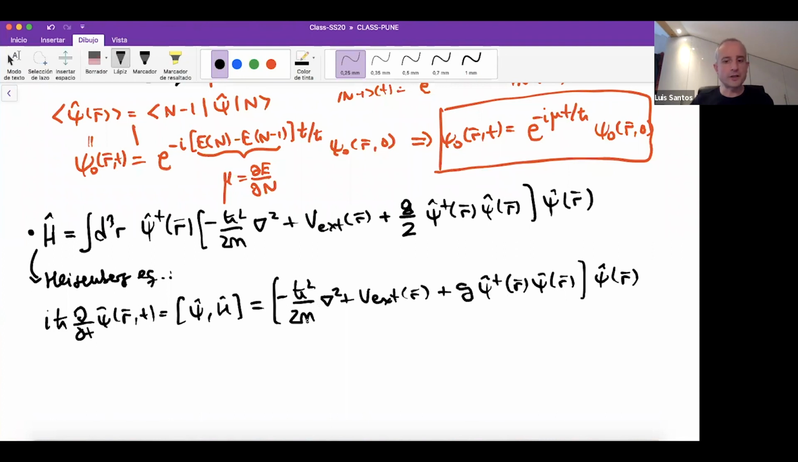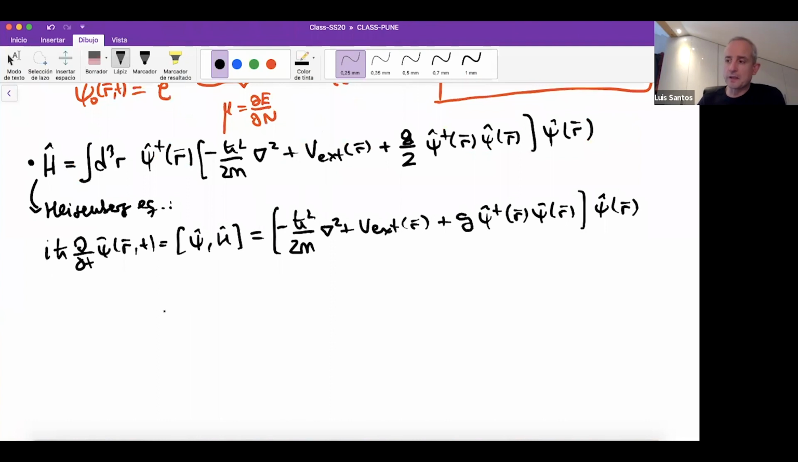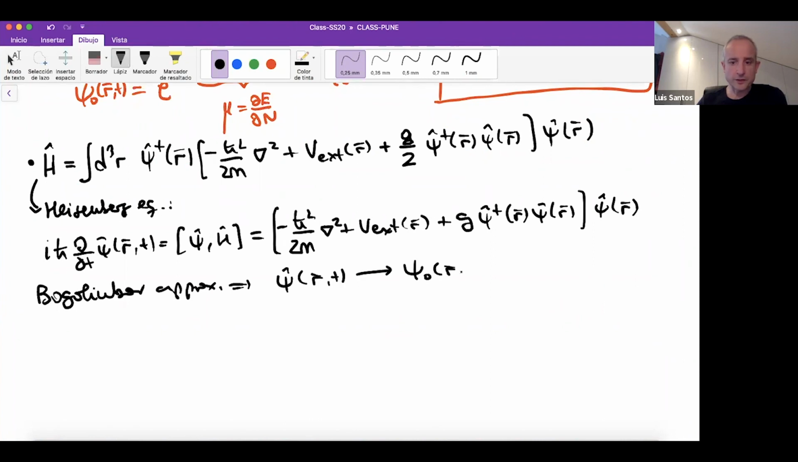If you do the commutations, taking into account that these psi's are bosonic field operators, then you get to this equation. And now I will do the Bogoliubov approximation. So this means that I will substitute psi(r,t) by its mean, by psi 0 of r,t. And then you see that the equation that this psi 0 has to fulfill is of this form.